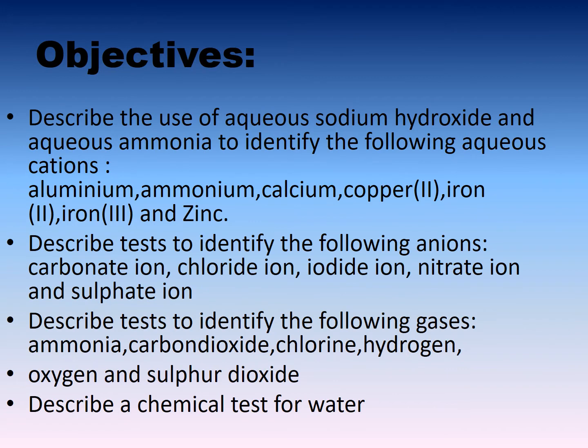Now the objectives of this lesson are: describe the use of aqueous sodium hydroxide and aqueous ammonia to identify the following aqueous cations: aluminium, ammonium, calcium, copper(II), iron(II), iron(III) and zinc ions. Describe the test to identify the following anions: carbonate, chloride, iodide, nitrate and sulfate ions. Describe the test to identify the following gases: ammonia, carbon dioxide, chlorine, hydrogen, oxygen and sulfur dioxide. Describe a chemical test for water.